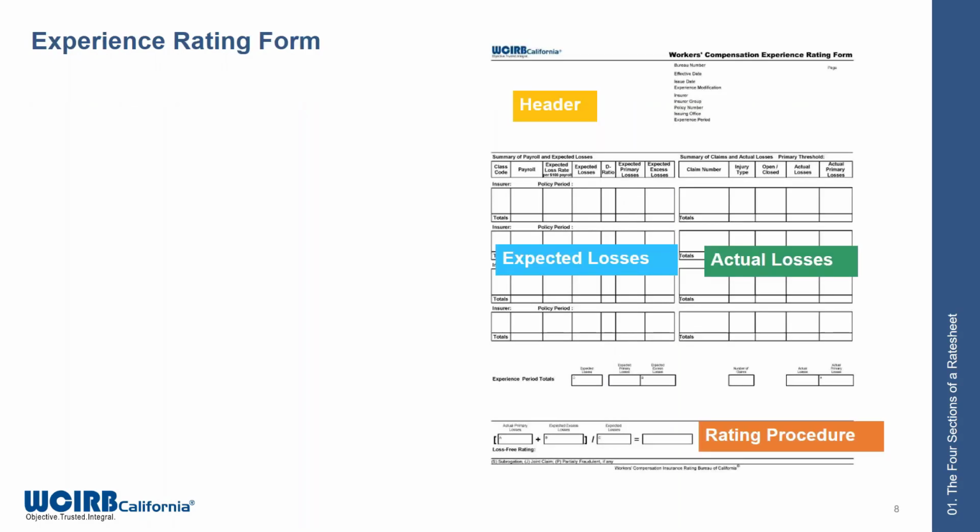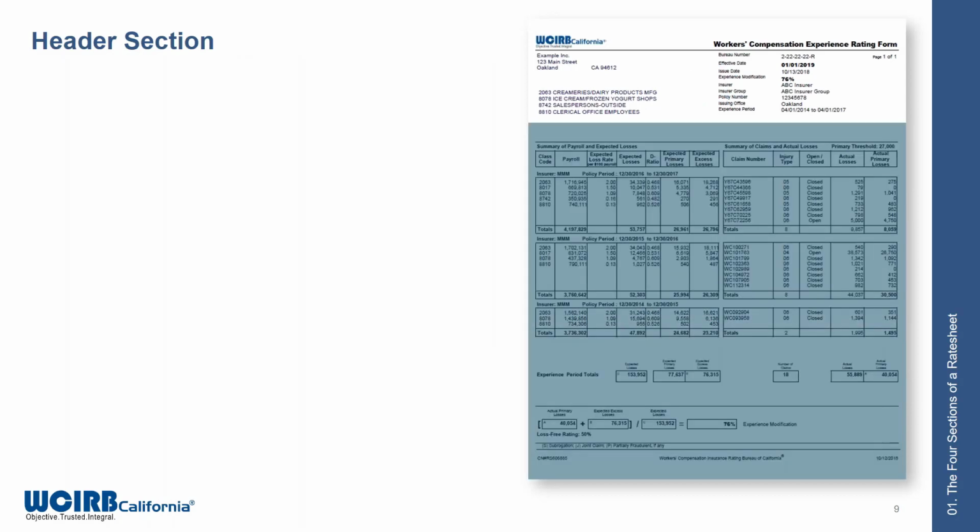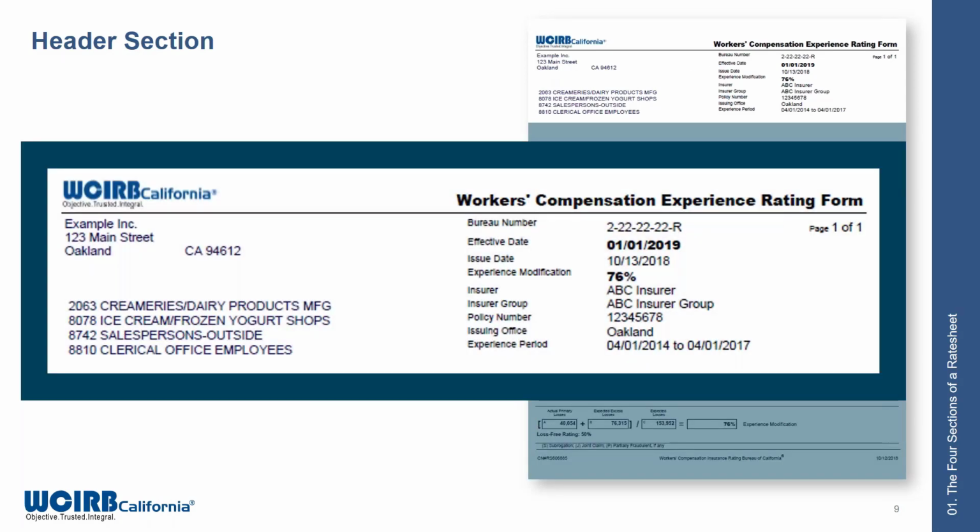So here are the four sections of the rate sheet: the header, expected losses on the left, actual losses on the right, and the rating procedure. In the header section, in the top left-hand side, you'll see the name of the policyholder and their address. In the bottom left-hand section of the header, you'll see any bureau-assigned classifications that we've identified as a result of a classification inspection we've performed. In the top right, you'll have your bureau file number. That's a reference number for that particular policyholder. Then there's the effective date of the X mod and the issue date that it was published, the experience mod percentage, the insurer to whom this was issued and their insurer group, and the policy number that this experience modification applies to.